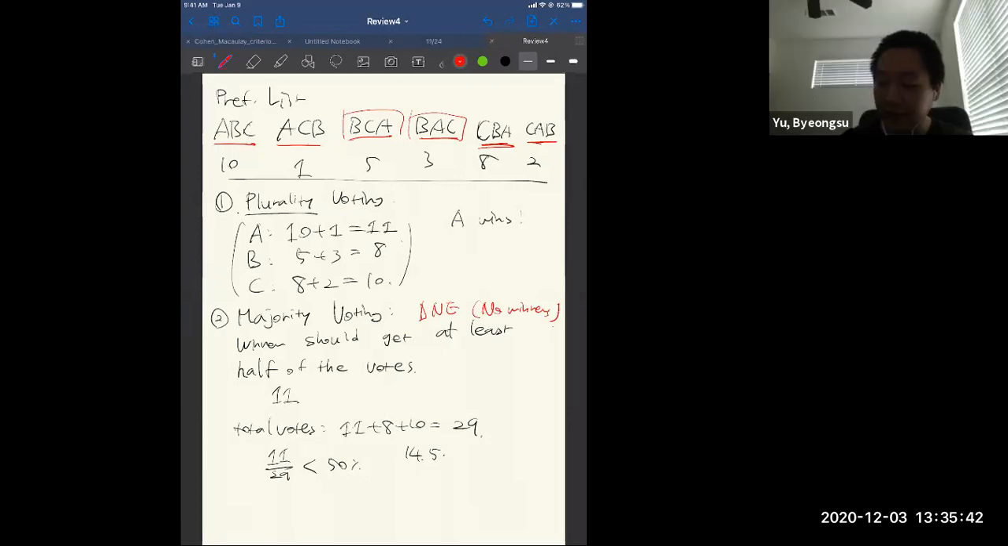Yes. So for the winner of plurality, what you need to do is just check how many people think that the candidate is the first rank. In the case of A, there are 11 people who think A is the first rank. For B, there are 8 people, and for C, there are 10 people. So A got 11 votes, B got 8 votes, and C got 10 votes. A wins because the vote for A is the most among all other candidates, right?